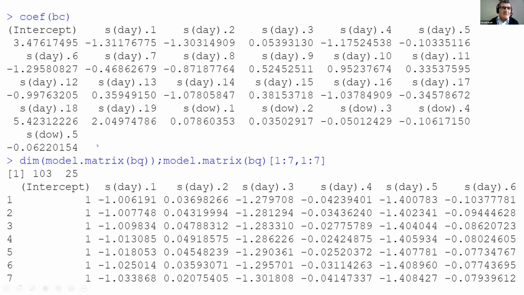If we get the model matrix, 103 is the number of days we collected data, and 25 is the whole coefficient matrix we got. I just show this because of the space here. I got just 7 by 7 of this model matrix.